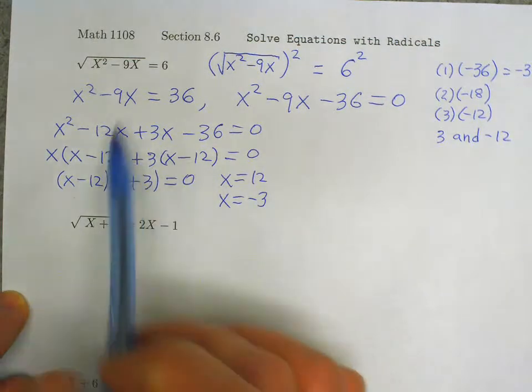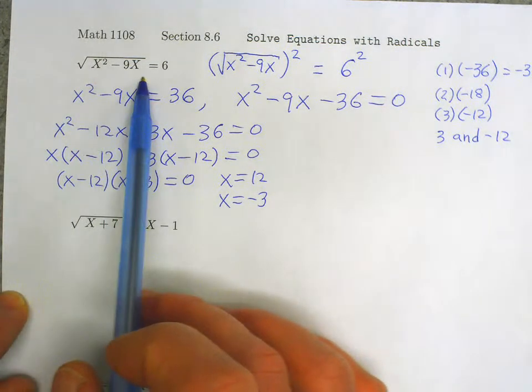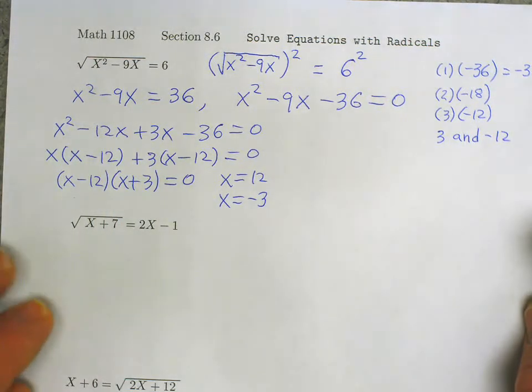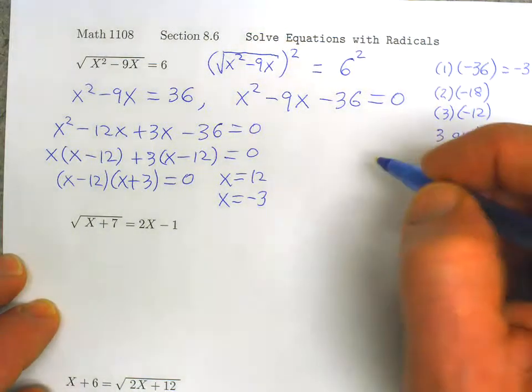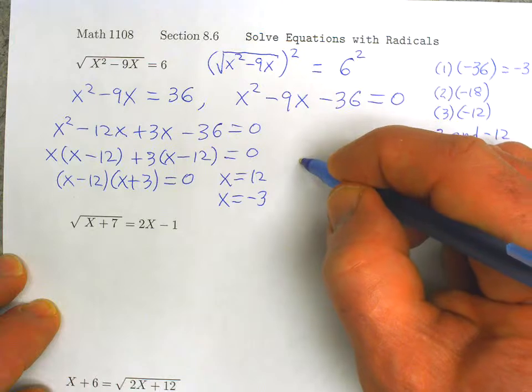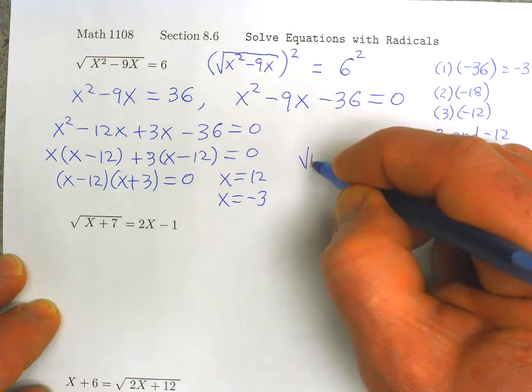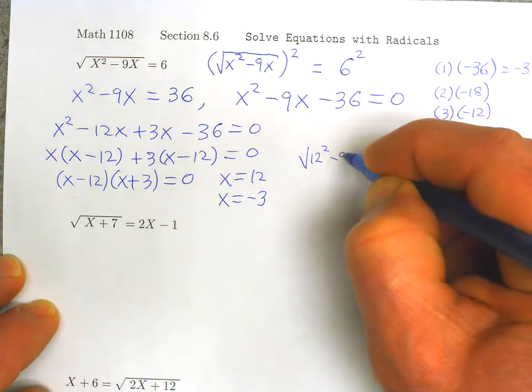But we need to check to see if they are solutions to the original equation. So we'll check 12 first. So we have the square root of 12 squared minus 9 times 12.